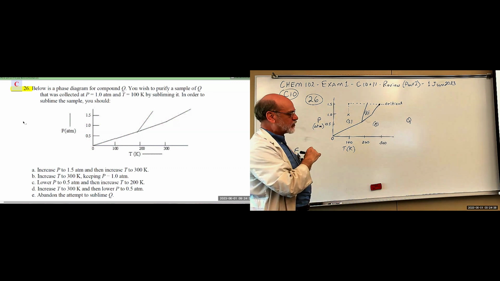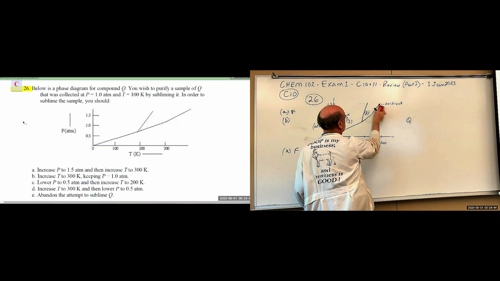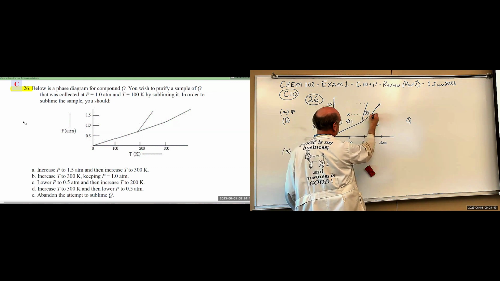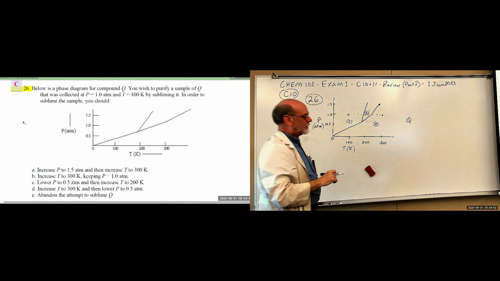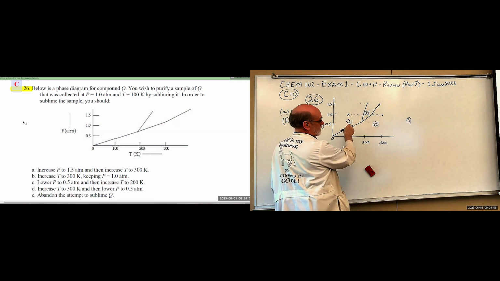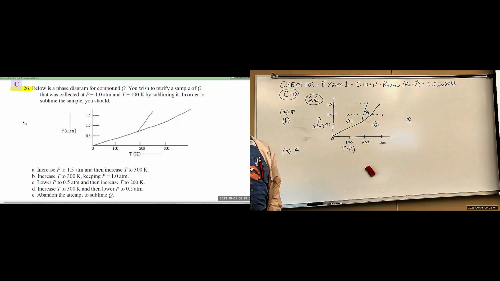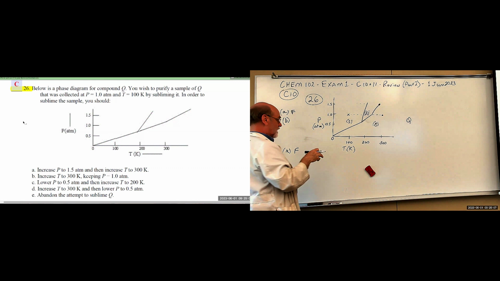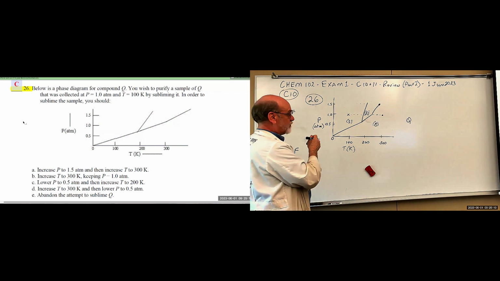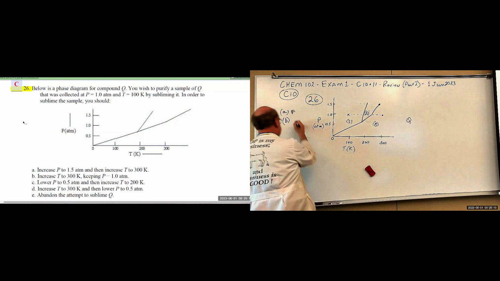How about B? Increase temperature to 300. So here we've got another option. We're going to go from here, increase temperature to 300, right here, keeping the pressure at 1 atmosphere. That puts us possibly in the gas range. You're not going to collect any solid there. If you want to sublime it, you've got to be able to recollect it. At that point, it doesn't tell us that we go anywhere from here. So that was false.